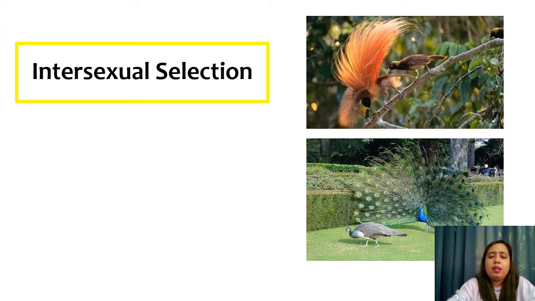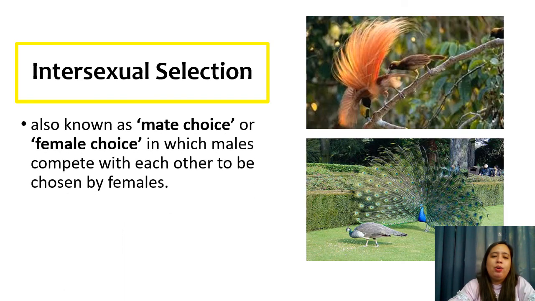And then we have intersexual selection. This is where most of the patterns and very dramatic coloration and feathers are found, like on your peacock and peahen. It's also known as mate choice or female choice. Ladies' choice. It's the ladies' choice in which males compete with each other.